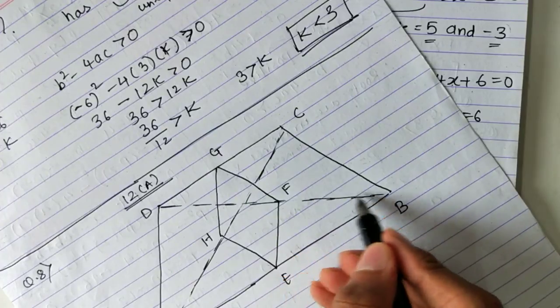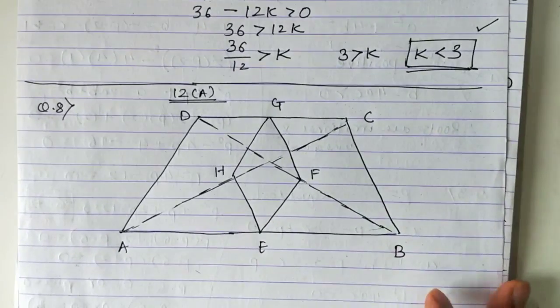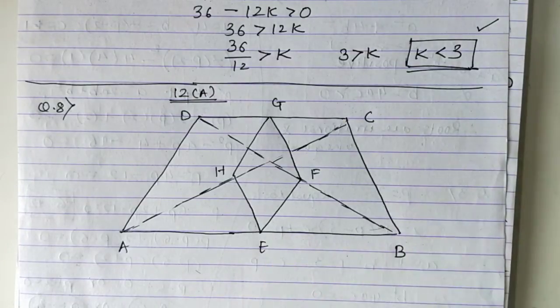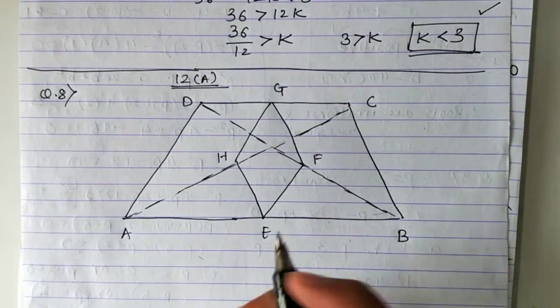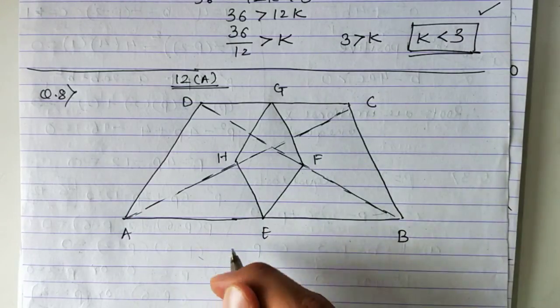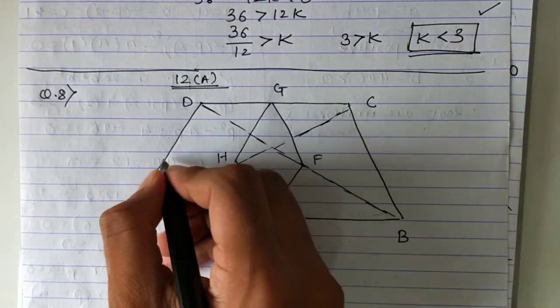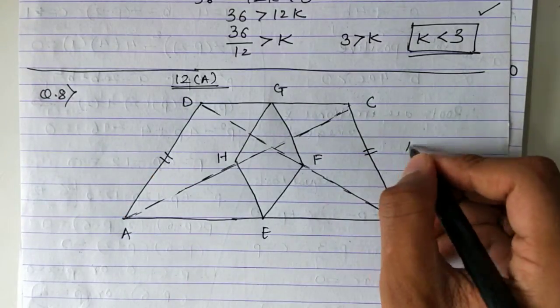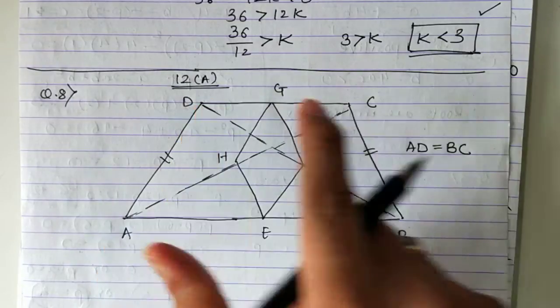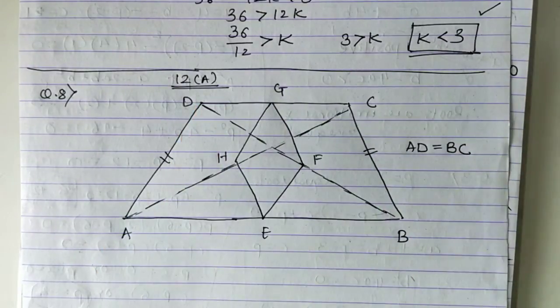See, this is the diagonal. Just darken it a little bit. Now we have to prove that EFGH is a rhombus. Rhombus means all sides are equal. In rhombus, all sides are equal. And in the question it is given that AD is equal to BC.